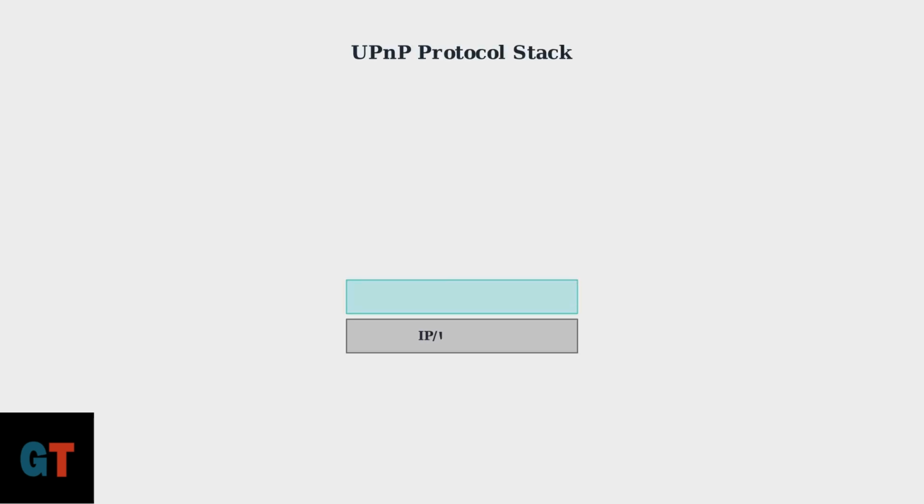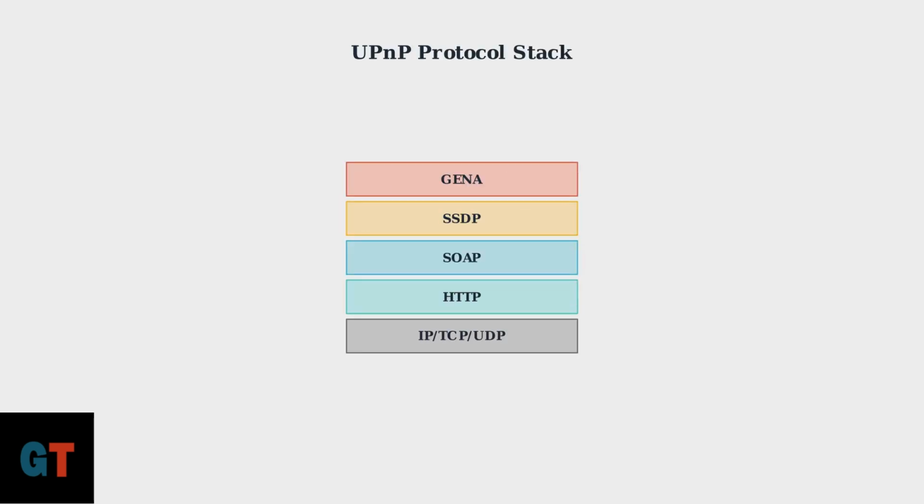UPnP operates through a sophisticated protocol stack. At the foundation, we have IP, TCP, and UDP protocols. Above that, HTTP handles device descriptions and control, while SOAP enables device control and eventing. SSDP manages device discovery, and GENA handles event notifications between devices.